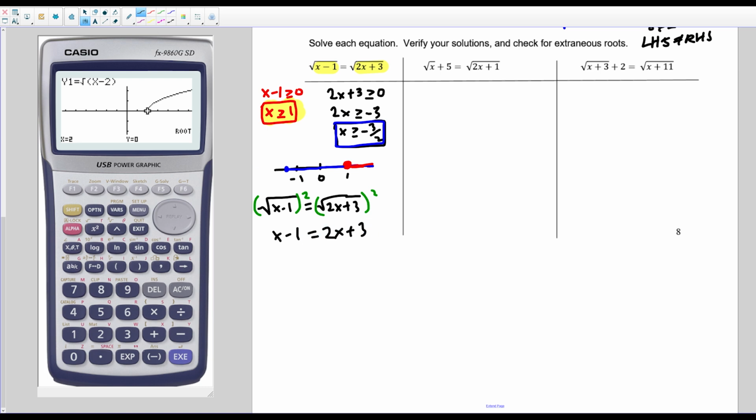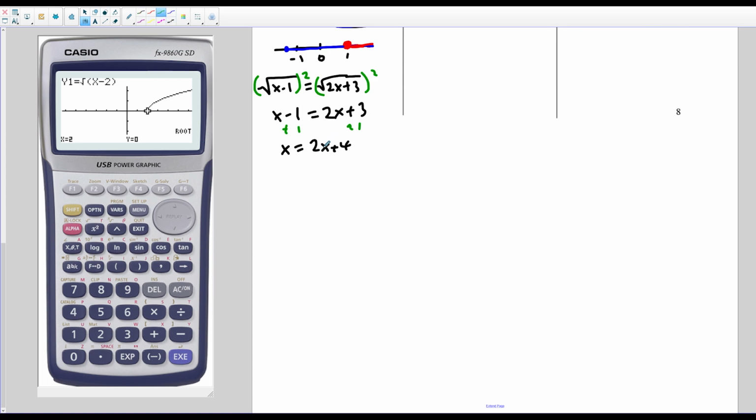I'm going to isolate for x on one side by adding 1 to both sides first. So we'll have x is equal to 2x plus 4. Then let's subtract 2x from both sides, and we'll have negative x is equal to positive 4. We can multiply both sides by negative 1, and we get x is equal to negative 4.